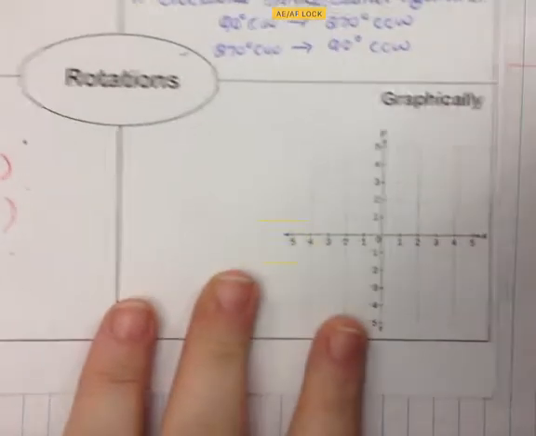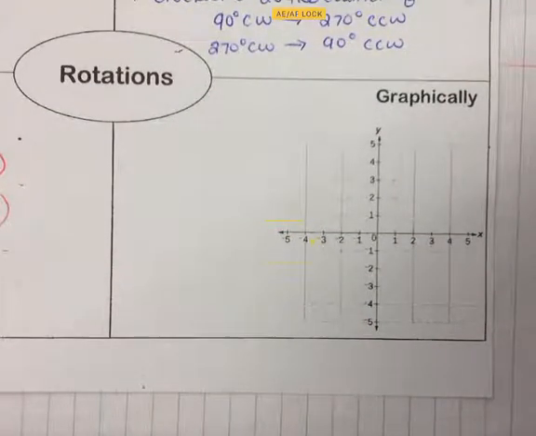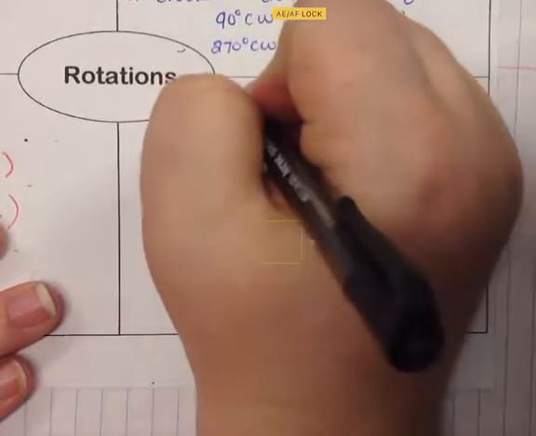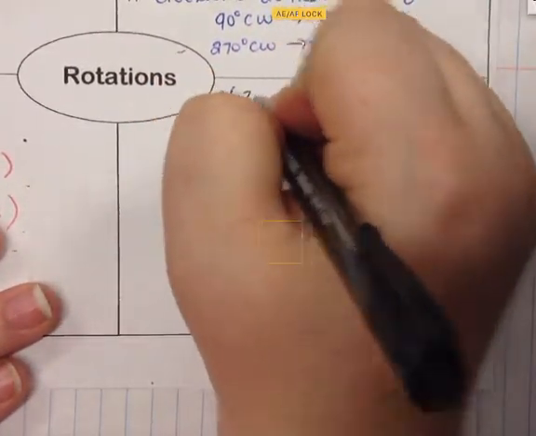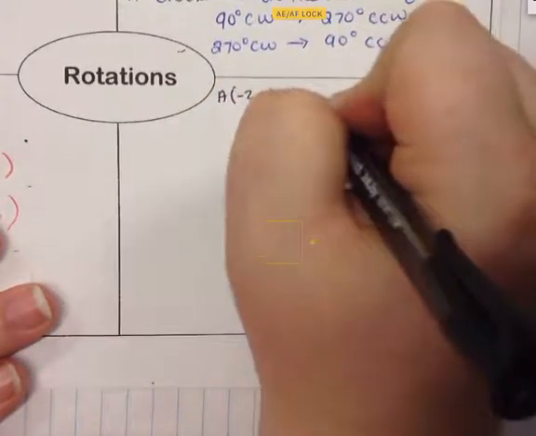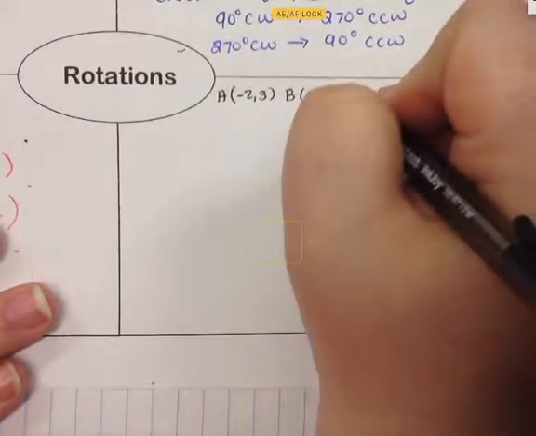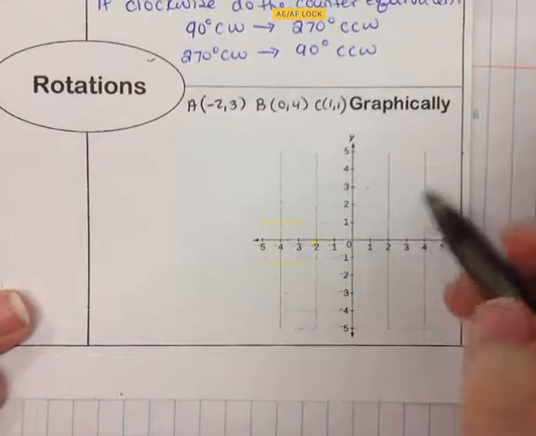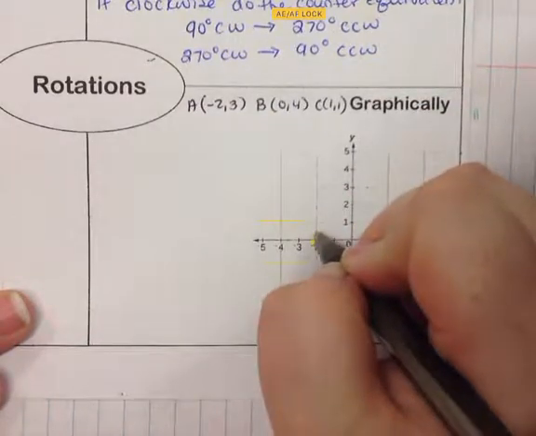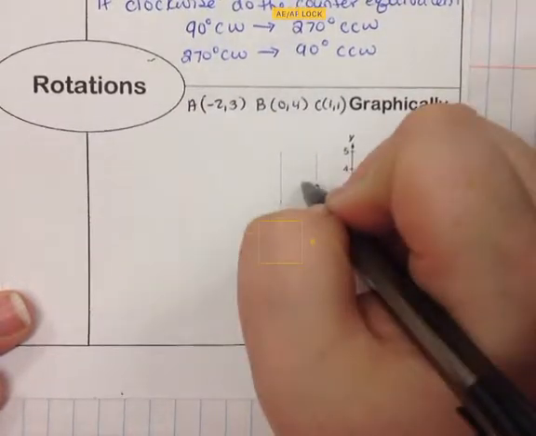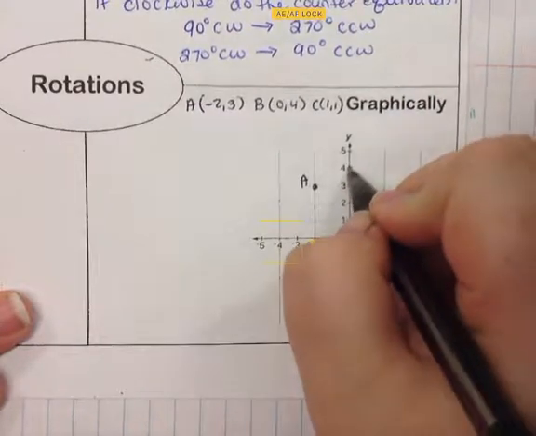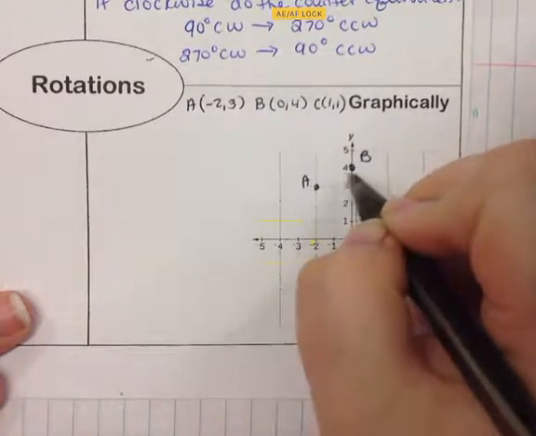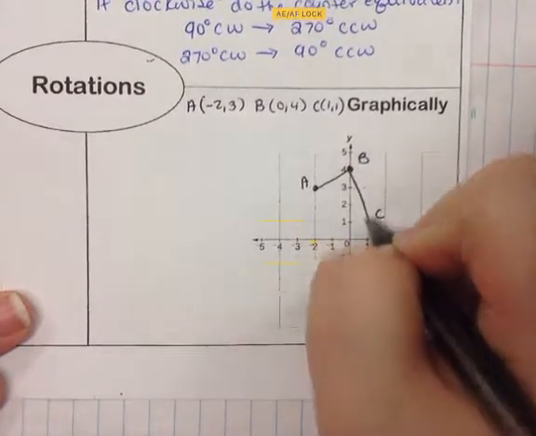For a graphic representation of it, I'm going to give the pre-image coordinates. Point A is at coordinate (-2, 3). B is at coordinate (0, 4). And C is at coordinate (1, 1). So I'm going to go ahead and graph that. I have an x and a y and my scale, so I can graph them. (-2, 3) is A. B is at (0, 4). And C is at (1, 1). Go ahead and connect the coordinates.